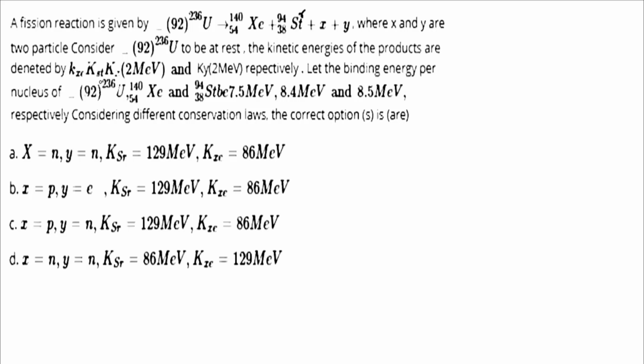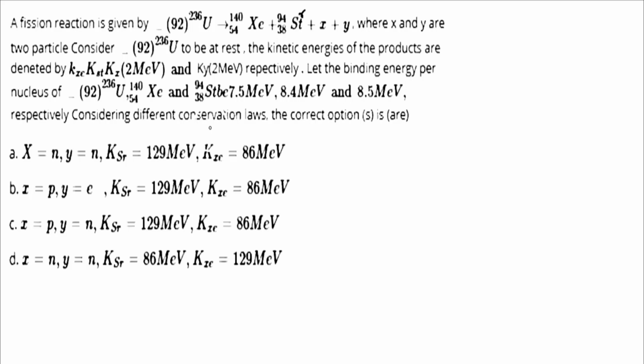The kinetic energies of the products are as follows: the kinetic energy of Xe, the kinetic energy of Sr, the kinetic energy of X is 2 MeV, and the kinetic energy of Y is 2 MeV respectively. The binding energy per nucleon of uranium, X, and Sr is given as 7.5 MeV, 8.4 MeV, and 8.5 MeV respectively.